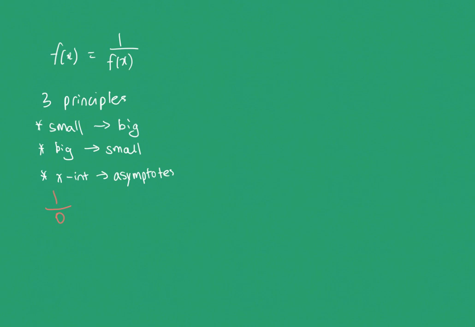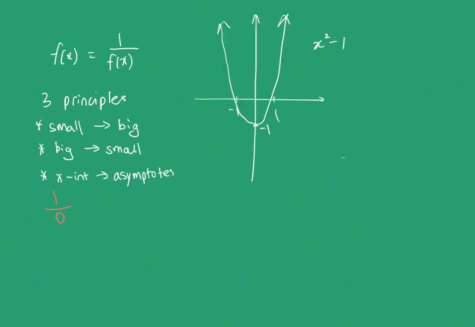Okay, now you know the principles. Let me show you an example. So here we have the function x squared minus 1, and we need to graph the function 1 over x squared minus 1. In order to do that, we need to first label the x-intercepts. So x equals -1 and 1 are going to be the asymptotes for 1 over x squared minus 1.